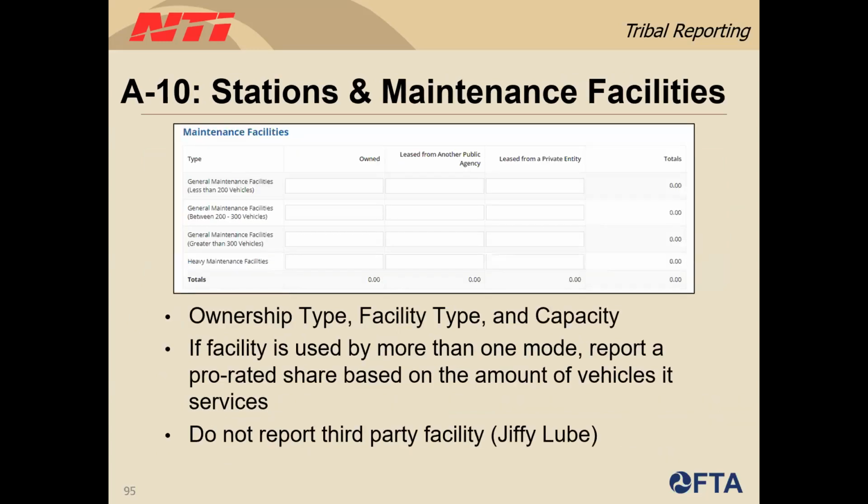In the next section, report the type and number of maintenance facilities your agency utilizes for public transit service based on the vehicle capacity and ownership type for those facilities. The definition of maintenance facility is a garage or building where mechanics perform routine maintenance and repairs and typically serves as operating garages. You should not include bus barns in this count, nor should you include any third-party facility where you would bring your vehicle for work, such as a Jiffy Lube.